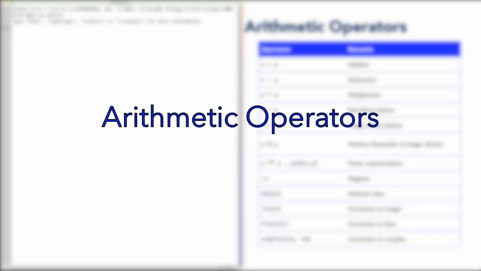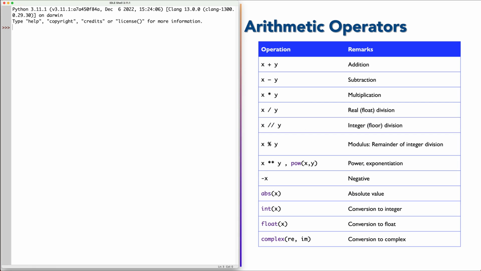Python arithmetic operators are similar to those used in mathematics, except some special operators, as we see here in the table of the built-in operators and functions of Python. Let's go through this table one by one quickly.